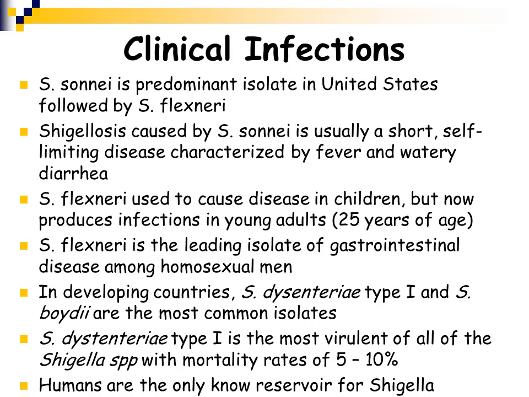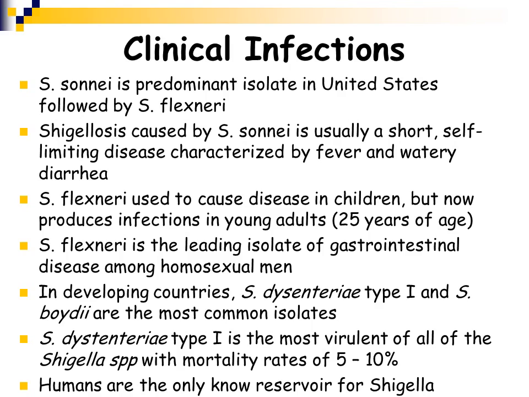Shigella sonnei is the predominant species that causes human disease in the United States, followed by Shigella flexneri. Shigellosis caused by Shigella sonnei is a short, self-limiting disease that usually causes symptoms such as fever and a very watery diarrhea. Shigella flexneri was more commonly associated with disease in children, but it has recently been associated with infections in young adults up to 25 years of age.